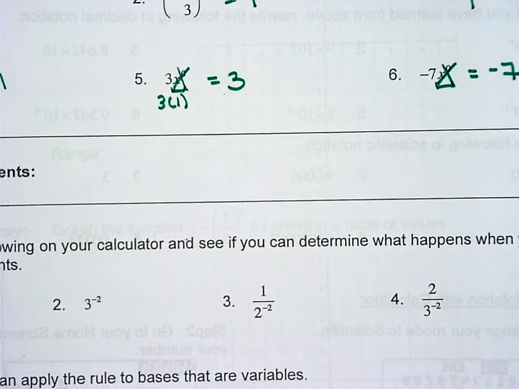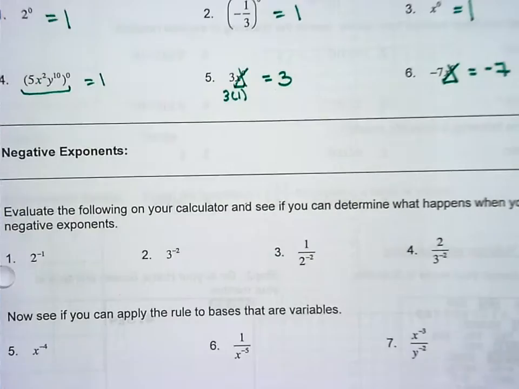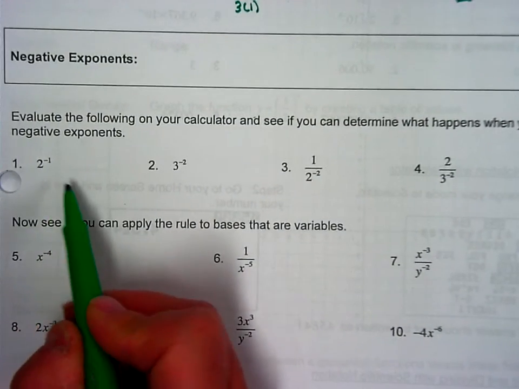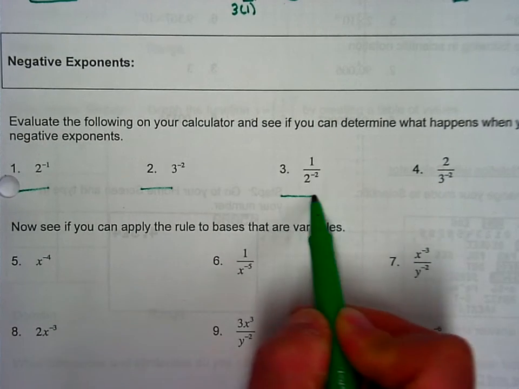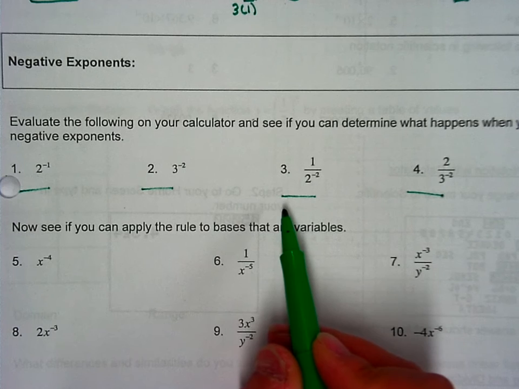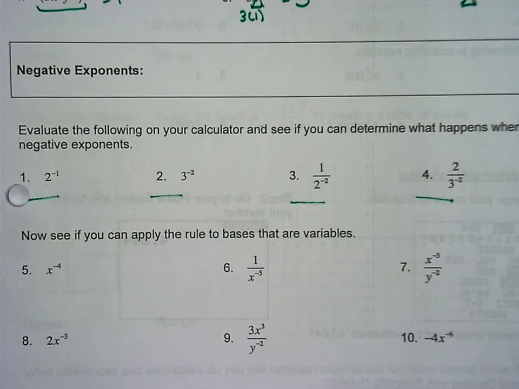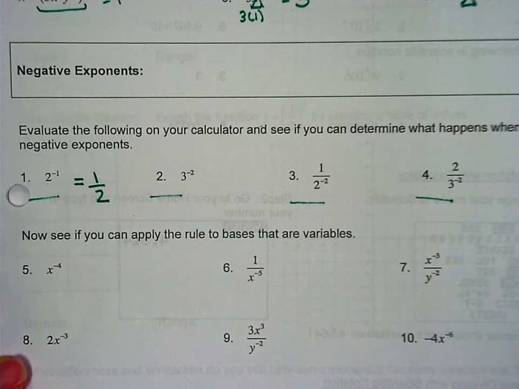Okay. Now, the last rule for today is dealing with negative exponents. So what I want you to do is take your calculator and type all of these into your calculator, 1, 2, 3, and 4, and give me your answer as a fraction. So pause the video and type those in and see what you get.